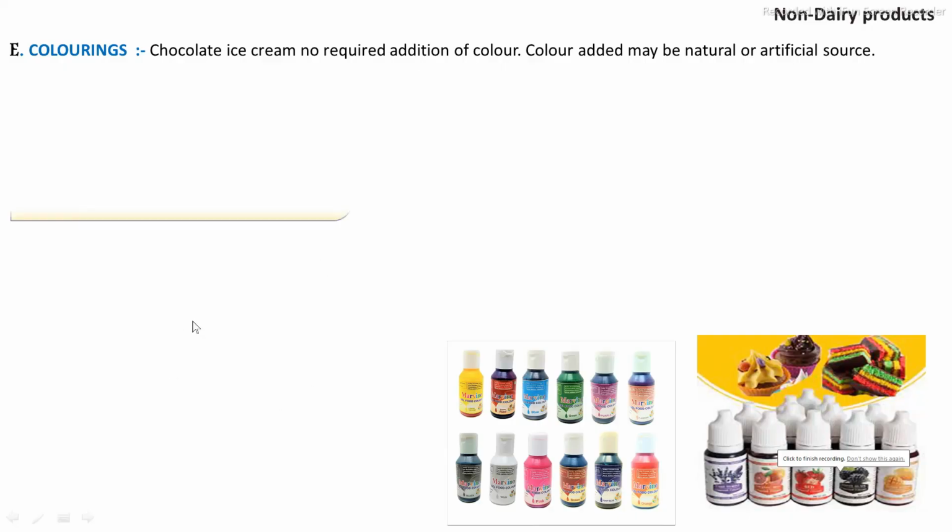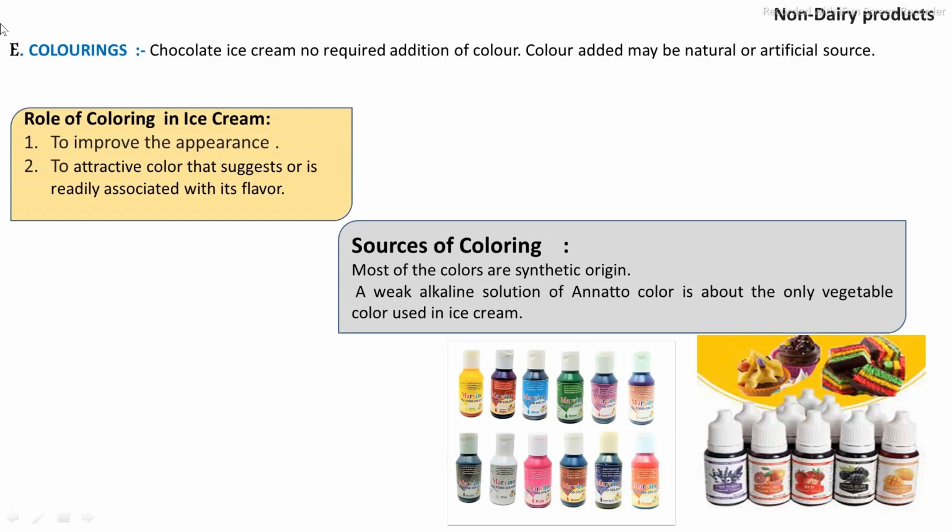The next one is the color, which is available as synthetic or natural. Natural color means natural ingredients which are added directly and give the natural color to the ice cream, such as fruit pulp, juice, etc. And for synthetic, mostly ice cream is added with synthetic food colors. Depending on the type of flavor added, select the color. These are the examples of the colors.